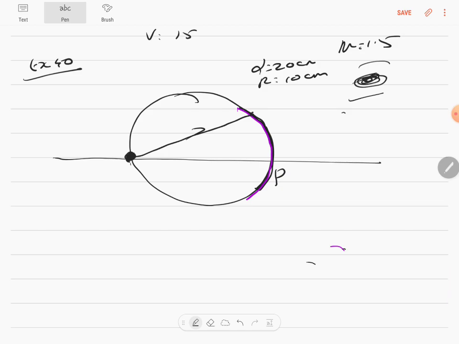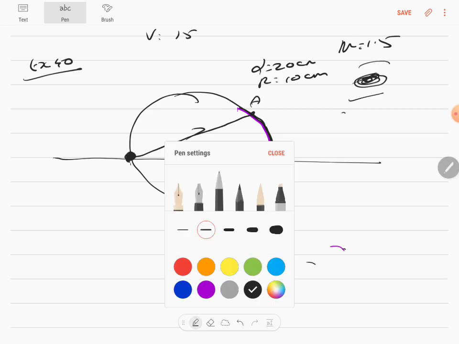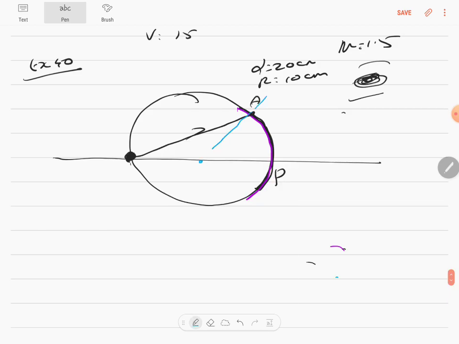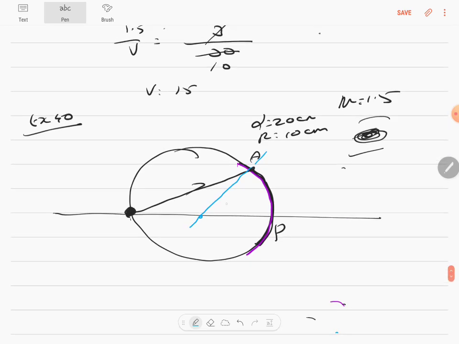Okay, this is the point of incidence. You have to join it with the center of curvature. And you know the light is entering from denser into rarer, so it's going to bend away from the normal. So you know for the fact it's going to get bent away from the normal.